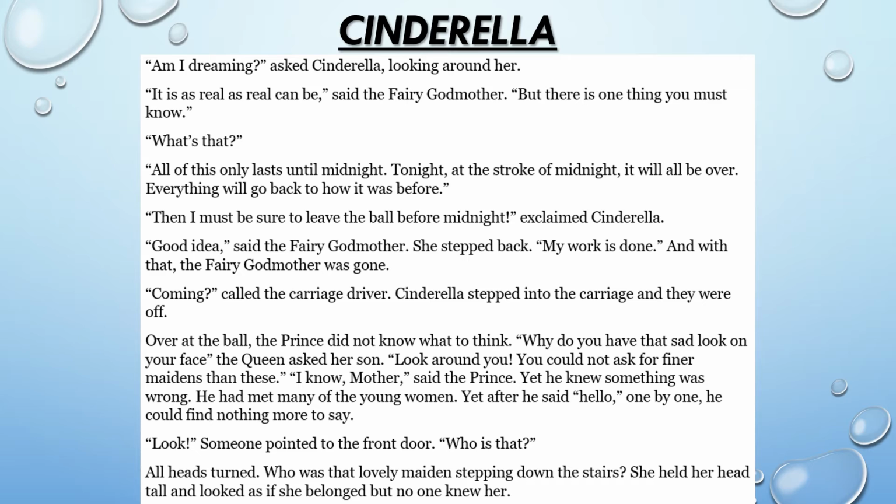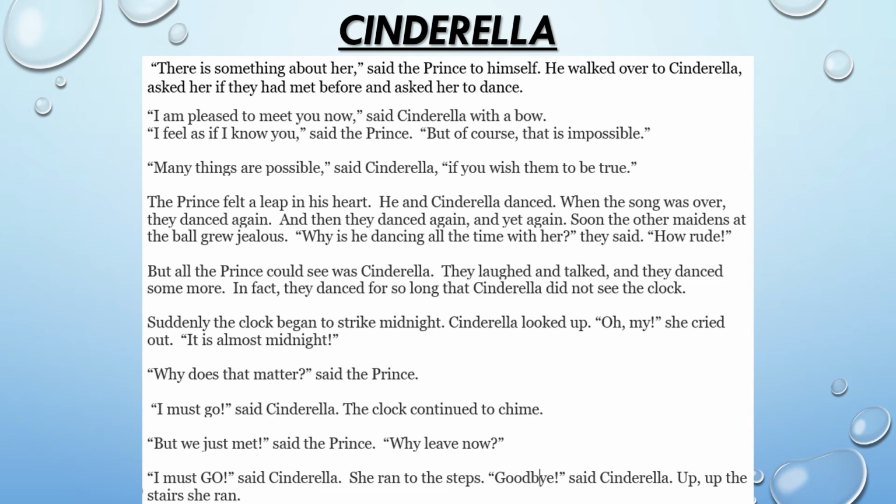"Look!" Someone pointed to the front door. Who is that? All heads turned. Who was that lovely maiden stepping down the stairs? She held her head tall and looked as if she belonged, but no one knew her. "There is something about her," said the prince to himself. He walked over to Cinderella, asked her if they had met before, and asked her to dance. "I am pleased to meet you now," said Cinderella with a bow. "I feel as if I know you," said the prince, "but of course that is impossible." "Many things are possible," said Cinderella, "if you wish them to be true." The prince felt a leap in his heart. He and Cinderella danced. When the song was over, they danced again.